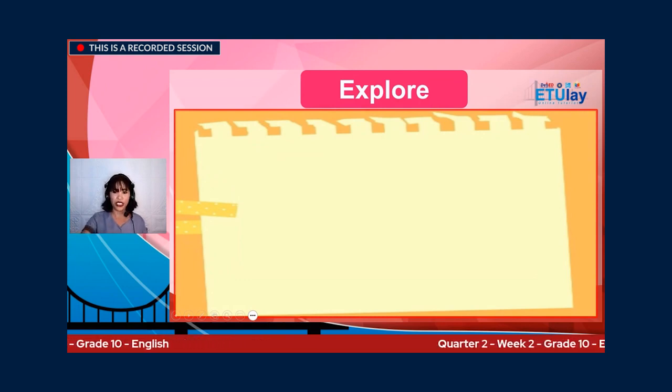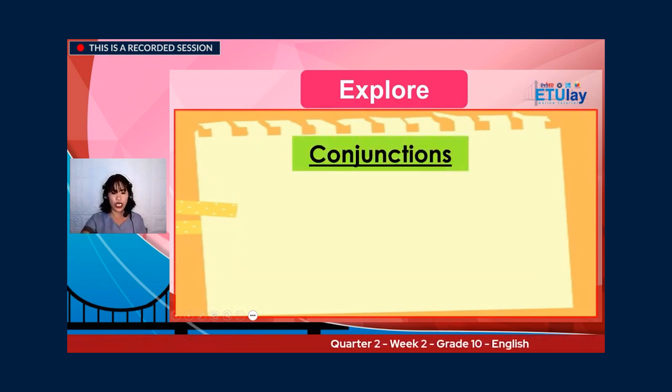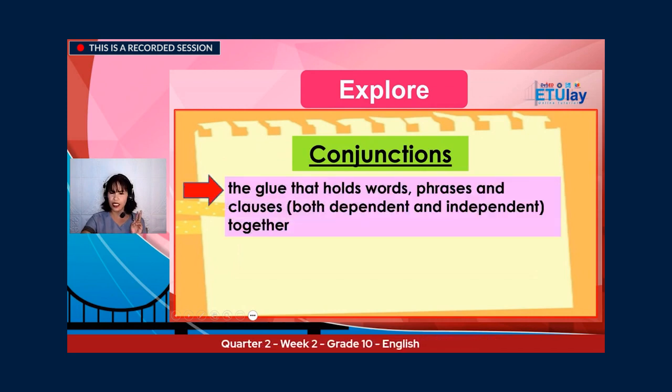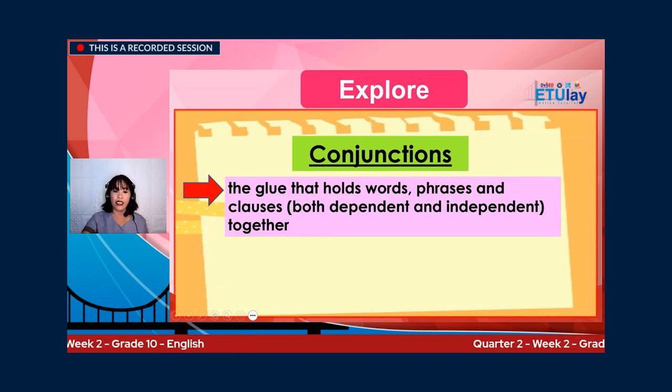Now, what are conjunctions? Let's discuss them one by one. Conjunctions serve as the glue that holds words, phrases, and clauses, which are both dependent and independent. Again, this glue holds the words, phrases, and clauses together.